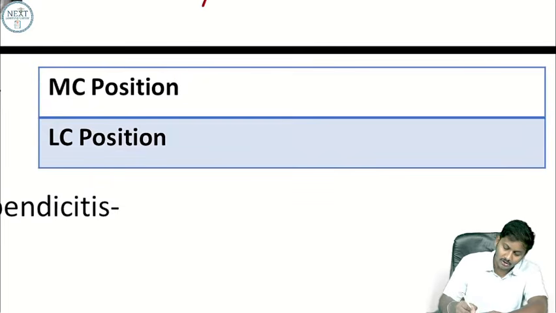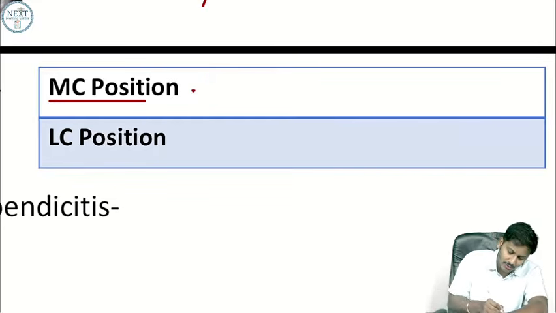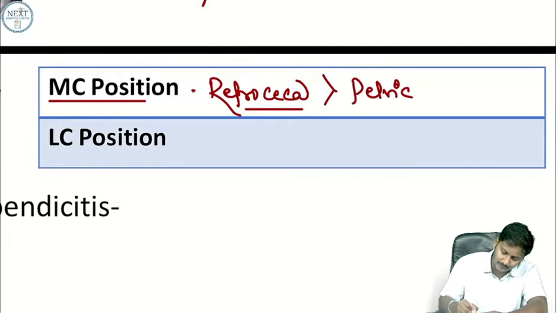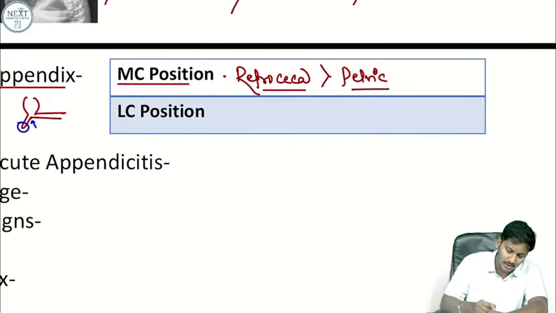Clear? If I talk about the most common position of appendix, please remember the most common position of appendix would be retrocecal. ठीक है? Let me know about the least common one in the chat box. So we know the most common position of appendix is retrocecal, which is behind the cecum, followed by the second most common, which is going to be pelvic. So do remember that most common is retrocecal, followed by pelvic.